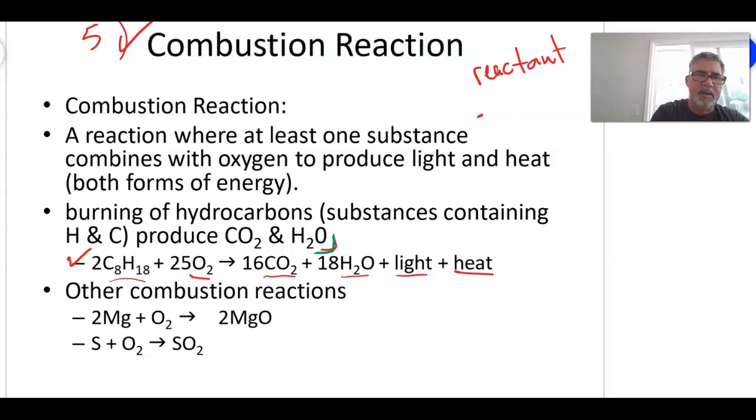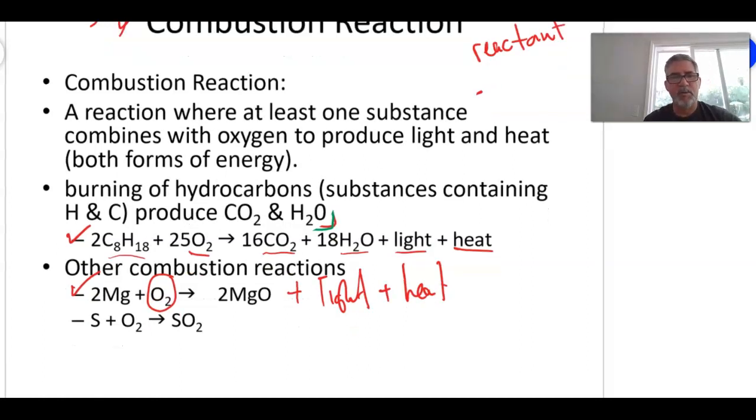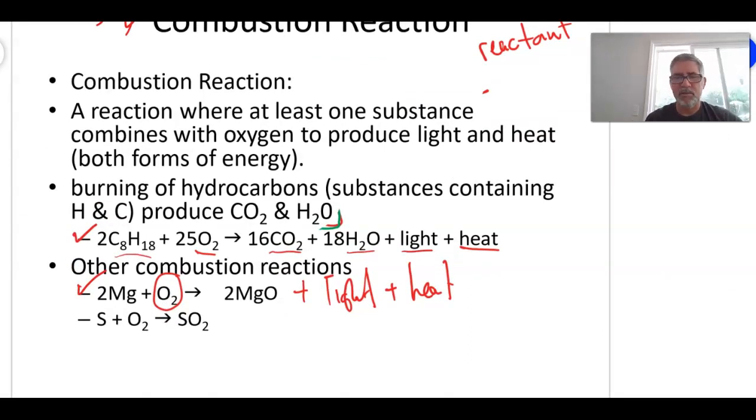Other examples, we just had 4th of July. So magnesium and oxygen makes magnesium oxide plus light and heat, otherwise known as a sparkler. It still is a combustion reaction because I have oxygen here and it makes light and heat. You might also call it a synthesis reaction because it makes a single product. That's fine as well. Sulfur and oxygen does the same thing. It makes light and heat when it burns. Flares use that reaction. So that's our 5 basic reactions.